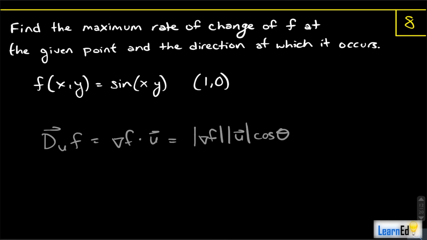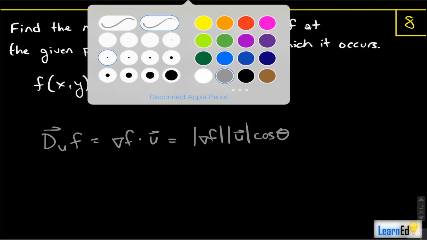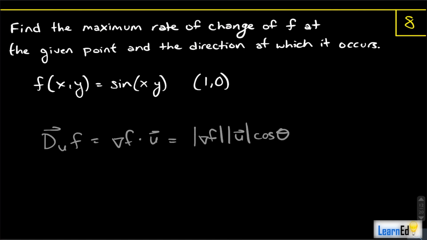So when will this directional derivative be a maximum? Well, the magnitude of the unit vector is always going to be 1. And cosine theta, what's the max that cosine theta can be? Well, 1.